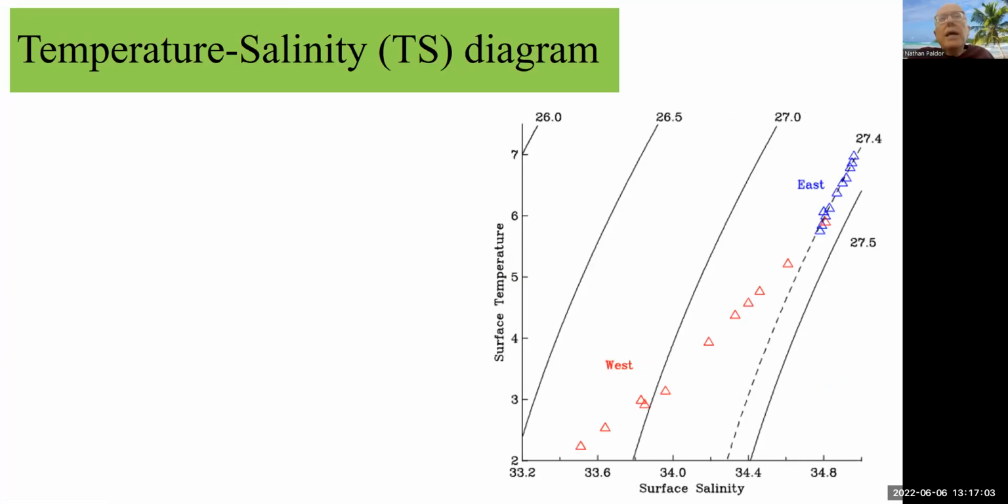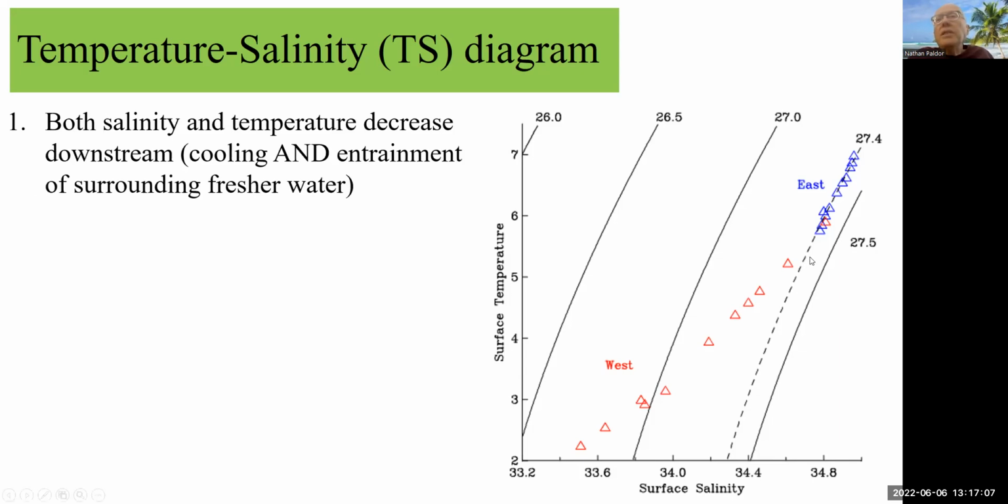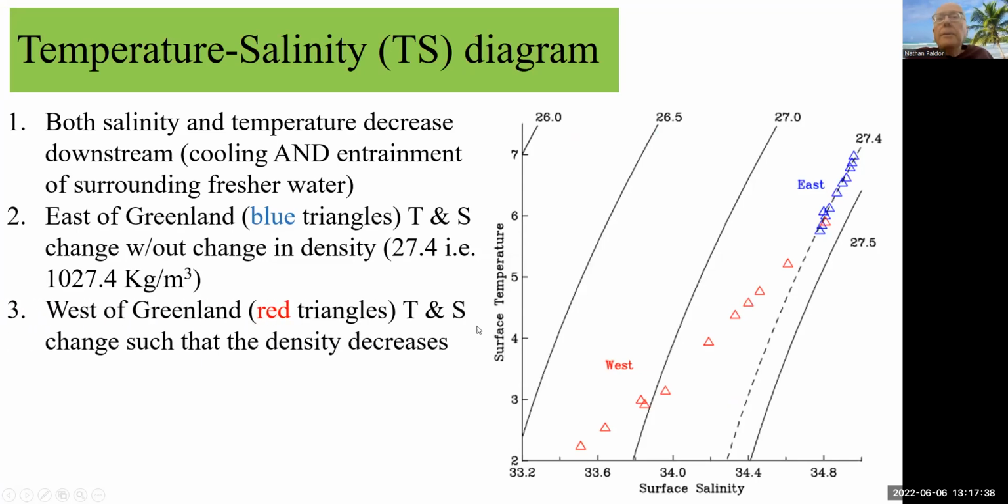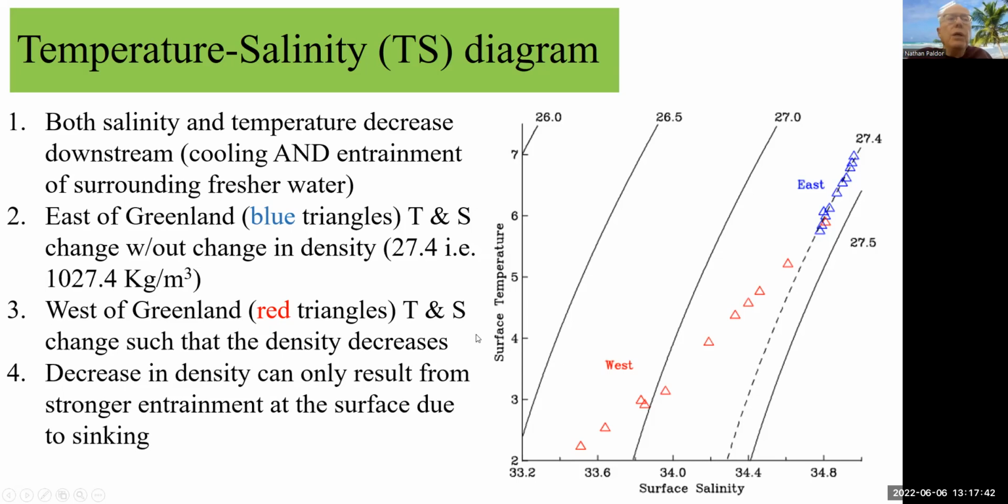To begin with, we start with the TS diagram, a classical tool in physical oceanography. You see that on the east side, where the triangles are blue, both salinity and temperature decrease, but at a slow rate, and they maintain the same density, 27.4 sigma units. On the west side, salinity and temperature don't compensate for one another; both decrease, but in such a way that the salinity is actually decreasing. And of course, there is a vast difference between the two, and the salinity decreases because it entrains fresher water on the west side more than it does on the east side. So this is a very clear qualitative difference between the two.